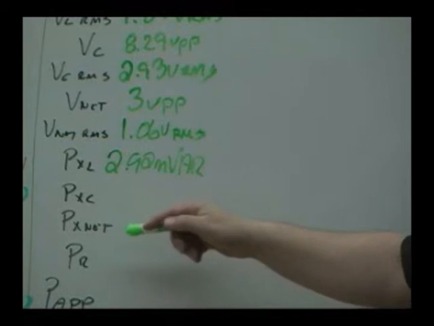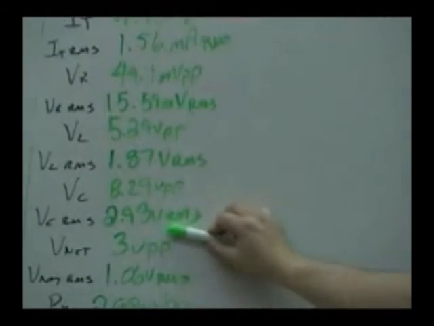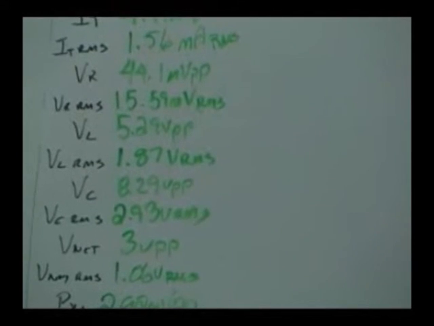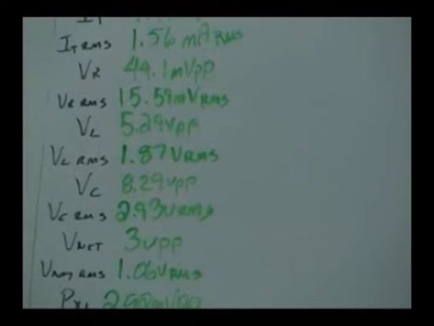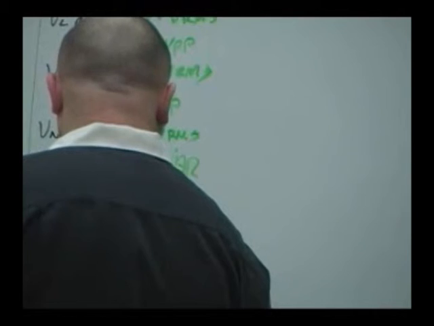PXC, it's the same thing. We have to take total current RMS times VC RMS. Answer? You got it. Somebody better start answering the questions. What do you got? 4.58 millivar. I like it. Close enough. VAR. How do you think we find PXNet?